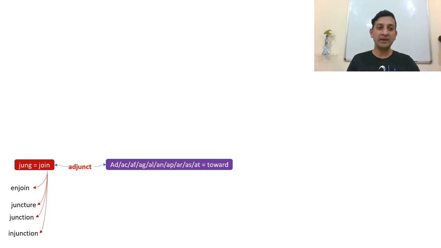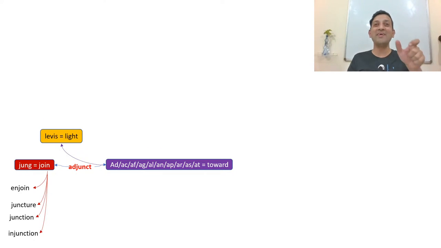Injunction is exactly the same as the first word, enjoin. It is an order by the court to do something or not to do something, just a variant of the same word. Enjoin is a verb, injunction is a noun. That's the key difference. Otherwise, both of them mean the same thing. Right, moving on. So that's four words that we got from one simple root. Let us continue this journey.